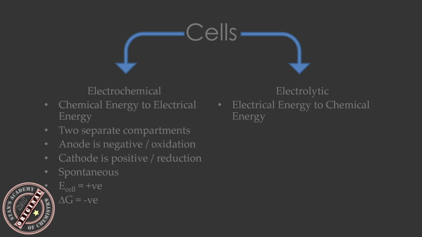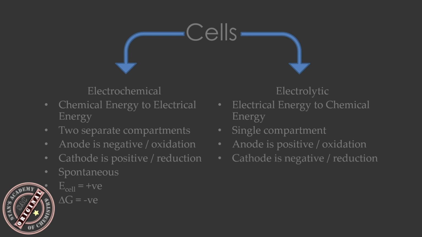In the electrolytic cell, electrical energy has to be used to bring about a chemical reaction, which is the opposite of an electrochemical cell. The reaction takes place in a single compartment where we have two inert electrodes. In this case, we're going to use platinum electrodes, and we will use a battery to pass electrical current into the solution contained in the electrolytic cell. The anode is at a positive potential, which is different from the electrochemical cell, but the reaction is still oxidation. The cathode is at a negative potential, and the reaction is reduction.